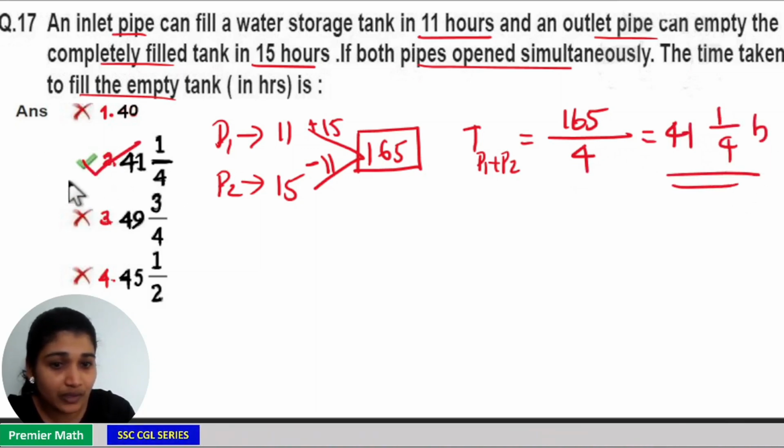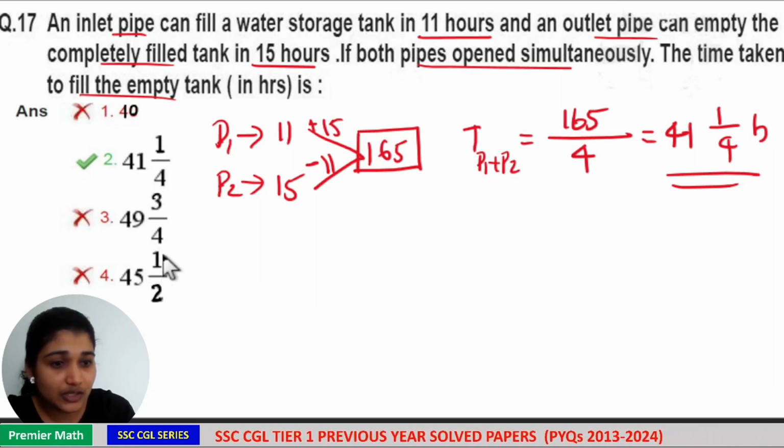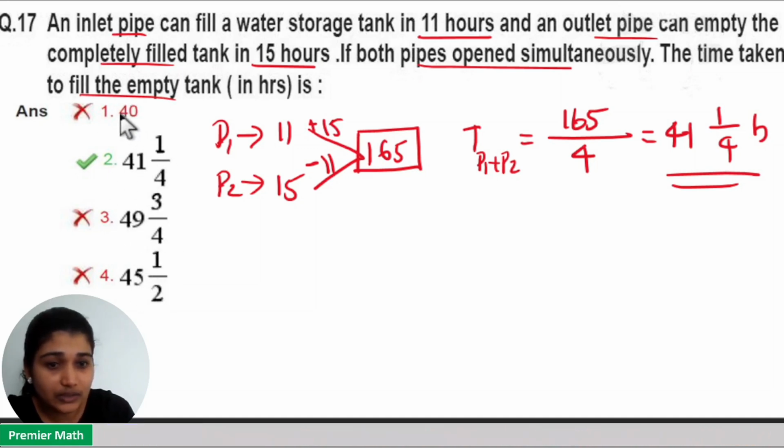Option 2 is our answer. Time means work divided by efficiency. Here, efficiency of P1 and P2 is equal to 4 units in 1 hour.